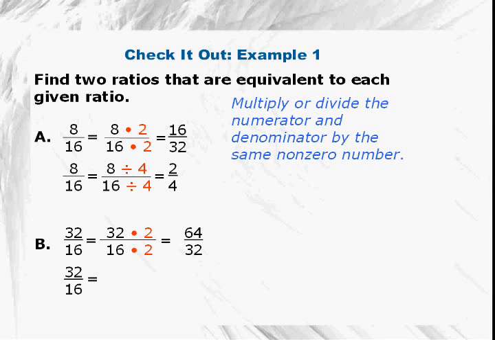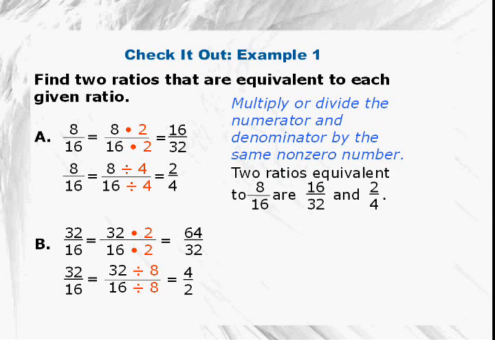32 to 16, try division. Pick a number to divide by. Divide the numerator and denominator. I chose division by 8. I divided my numerator and denominator by 8, and I got an equivalent ratio of 4 to 2.